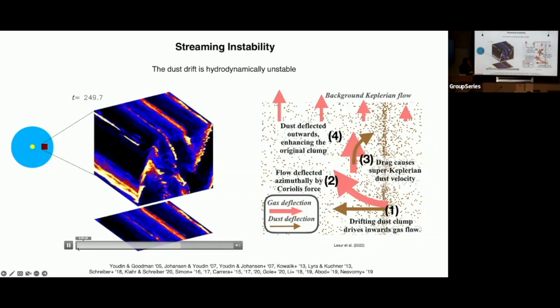Wow. You have a drifting dust clump moving inwards due to the drag force. Because it is moving inward, the Coriolis force will deflect the dust clump. So then the gas, instead of giving you a headwind, is giving a tailwind. It is giving angular momentum to the clump. It will make the clump move outwards and then reinforce the dust clump. And that's how you have this traffic jam that will make the density of the clump go up.